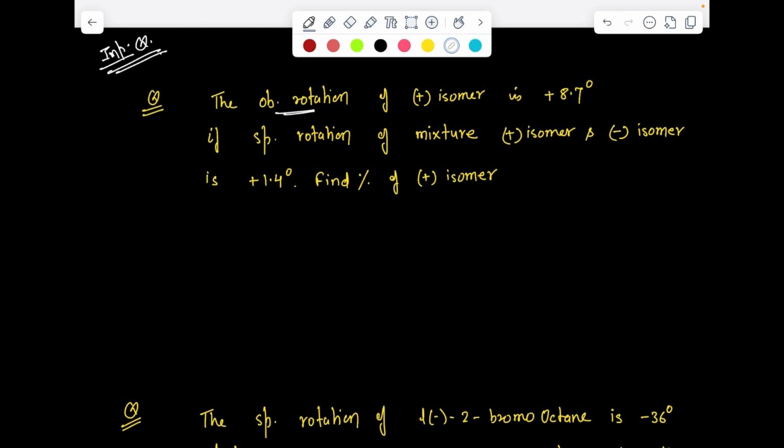So we have some important questions about optical isomers. The observed rotation of the plus isomer, meaning one enantiomer, is 8.7 degrees. Plus is written, meaning it's dextro. If the specific rotation of a mixture of plus isomer and minus isomer is 1.4, find the percentage of plus isomer. So that's a question. Basically it's a question of optical purity, or the excess of enantiomers. That is why the resultant has plus 1.4 degrees.